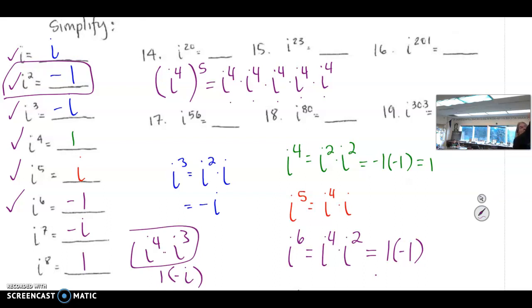So what is i to the 20th equal to then? What's i to the 4th? 1. What's 1 to the 5th? 1 times 1 times 1 times 1 times 1, so this is just 1, because 20 is a multiple of 4 with no remainder, right? Do you understand what I'm saying? Did that go into your brain? What did I just say?